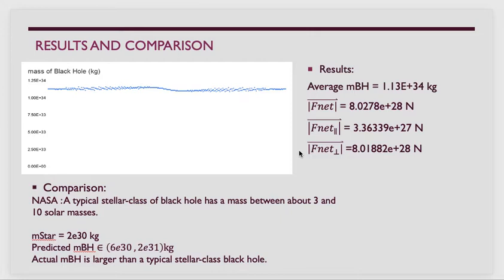Here's a comparison. NASA tells us that a typical stellar class black hole has a mass between about 3 and 10 solar masses. The mass of the star is 2 times 10 to the 30 kilograms, and so the predicted mass of the black hole is within this range. But actually, you will see that my mass of the black hole is about 1,000 times larger than the typical stellar class black hole. I don't know whether there's an error here or not, but I think it's also reasonable because it might not be a typical stellar class black hole.